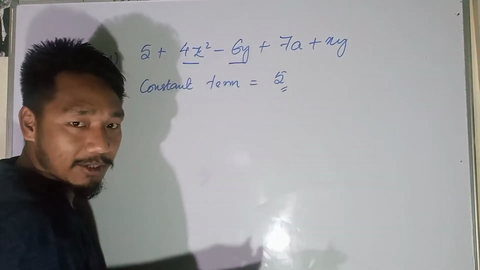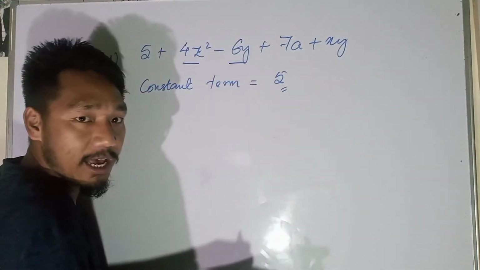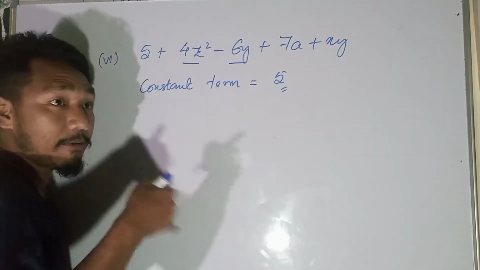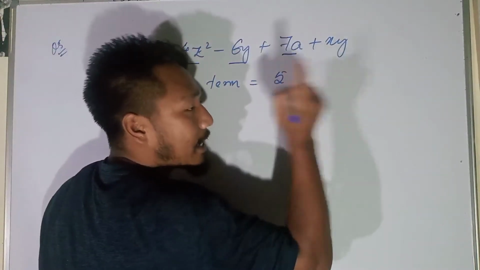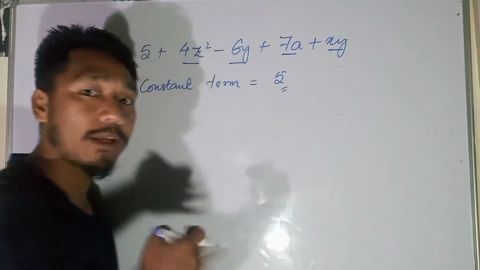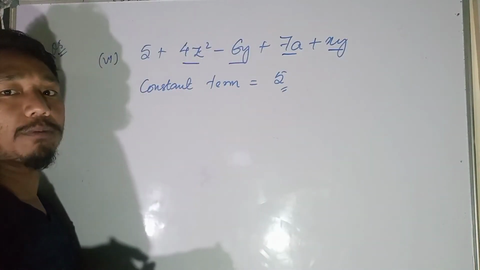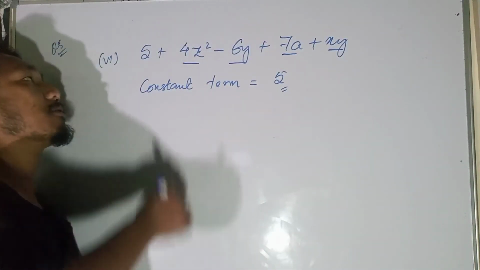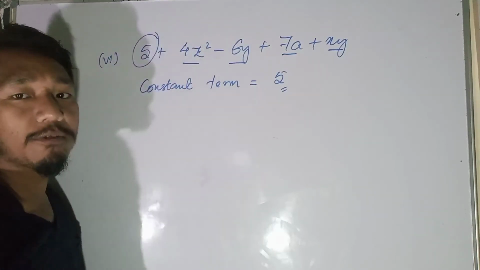Our constant term is 5, because you see 4x squared, x is a variable. 6y, y is also a variable. It is combining with the 6, so this also, the value may change. 7a, again the value may change. And xy is totally a variable. So the only number which does not combine with a variable is what? That is 5.